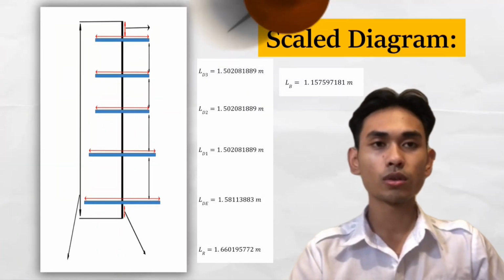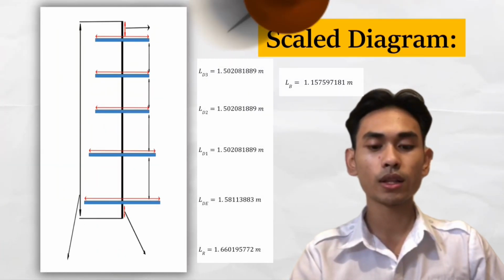So good day, I'm going to discuss the scale diagram of our antenna. On the left side of the antenna, we have the length of reflectors, which is equal to 1.660195772 meters, which is the computed length for the reflector. Next is the length of the driven element, equal to 1.581138883 meters, which is the computed length for the driven element.